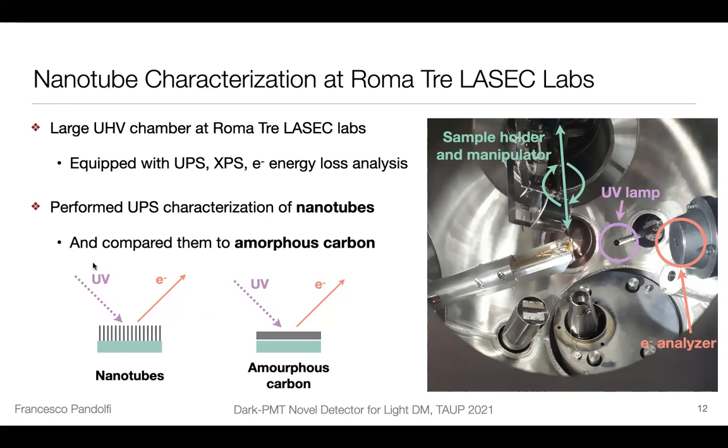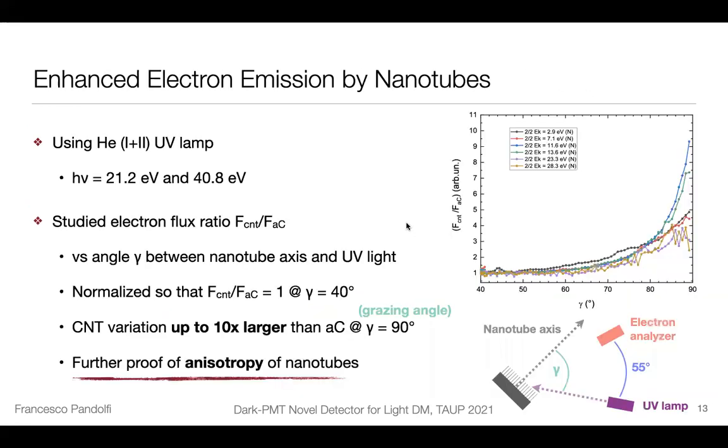And so what we've been doing is UPS analysis, so basically shooting UV photons on a sample, which could be either nanotubes or amorphous carbon, and then analyzing the emitted photoelectrons. And this has been done with helium lamps, and what we've been studying is the ratio of the fluxes of the emitted electrons between nanotubes and amorphous carbon. And we've been doing that as a function of the angle gamma, where gamma is the angle between the perpendicular to the sample, so that would be parallel to the direction of the tubes in the case of carbon nanotubes, and the direction of the incoming photons of the UV lamp, if you want to.